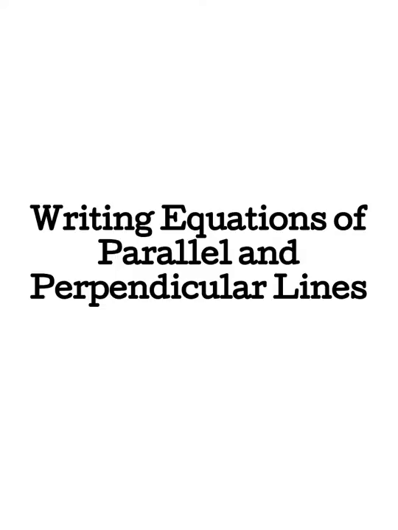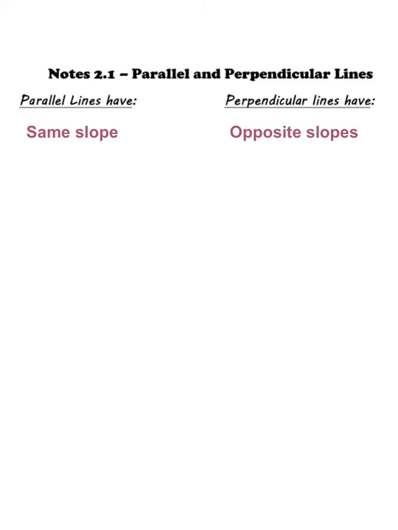In this video, we will cover writing equations of parallel and perpendicular lines. Now, parallel and perpendicular lines have a special connection, and it revolves around their slope. So if I look at a picture of two parallel lines, notice they are moving in the same direction at the same time. So that's why we say they have the same slope.